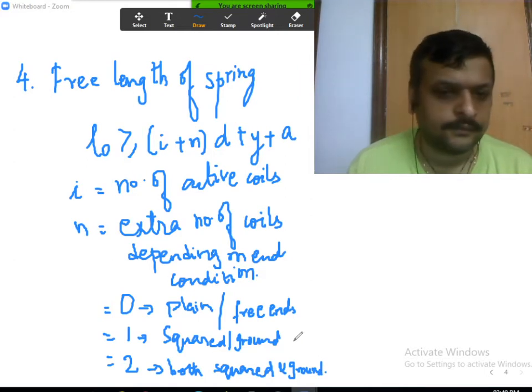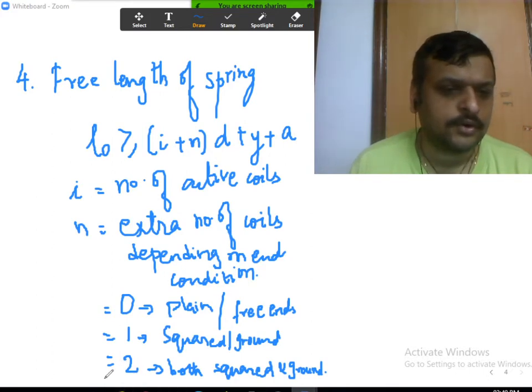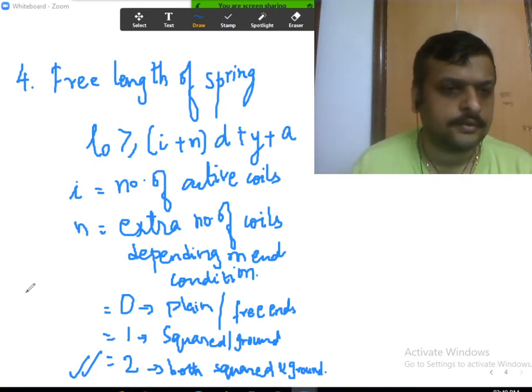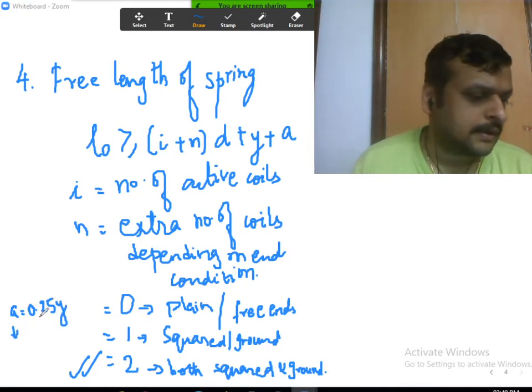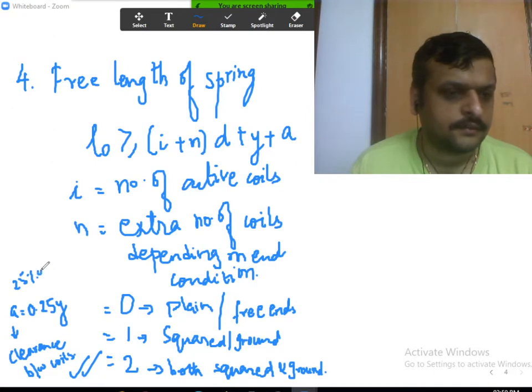Next, so always we recommend for good design, we'll go with n equals 2, square and ground ends, and also we have small a equals 0.25 into y. This is your clearance between coils. We always give 25% clearance of deflection. Okay, remember that.